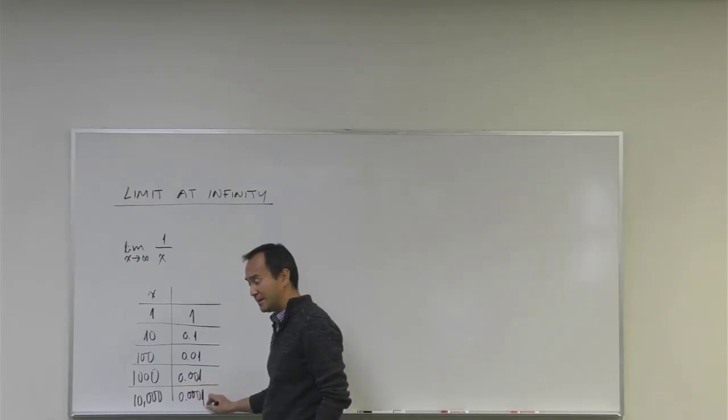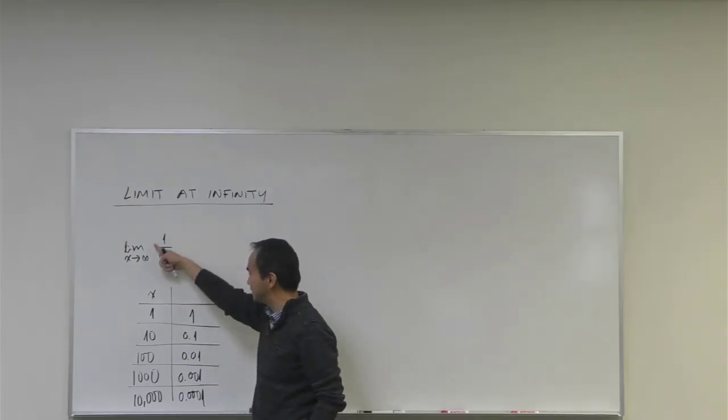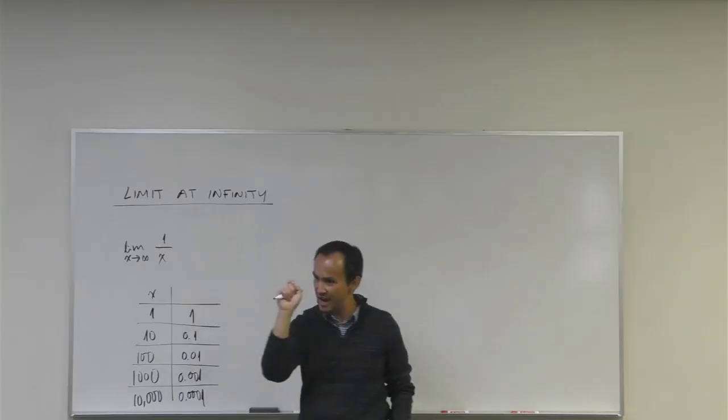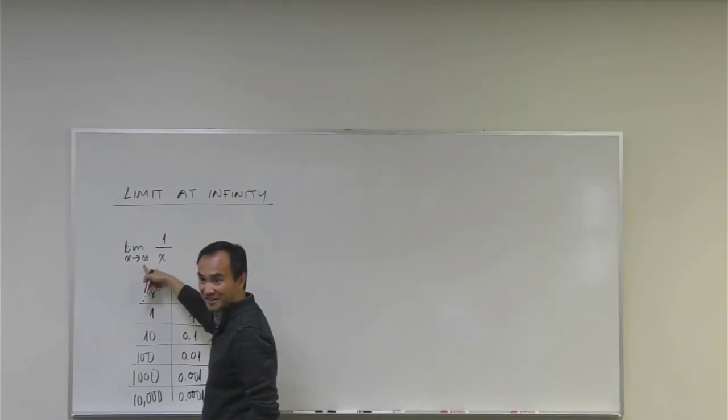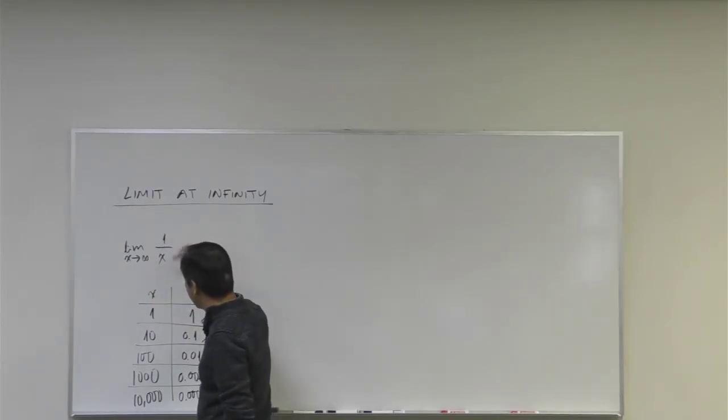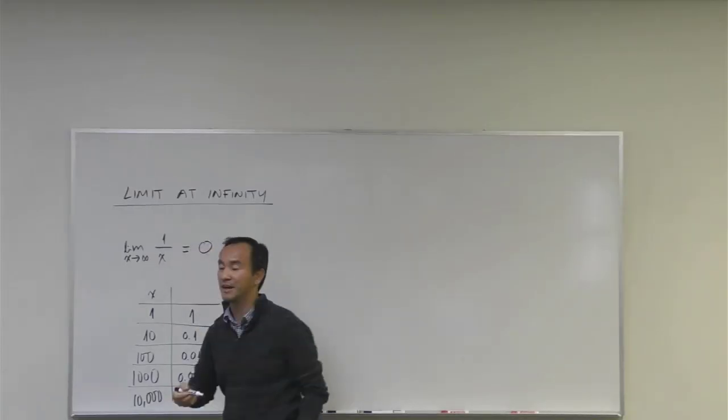Now is that enough for you to start drawing some kind of conclusion about where the function's output is going as x keeps getting larger and larger? So what do you say here? As x approaches positive infinity, the function output approaches, or gets close to, 0. It comes to that limit, 0.